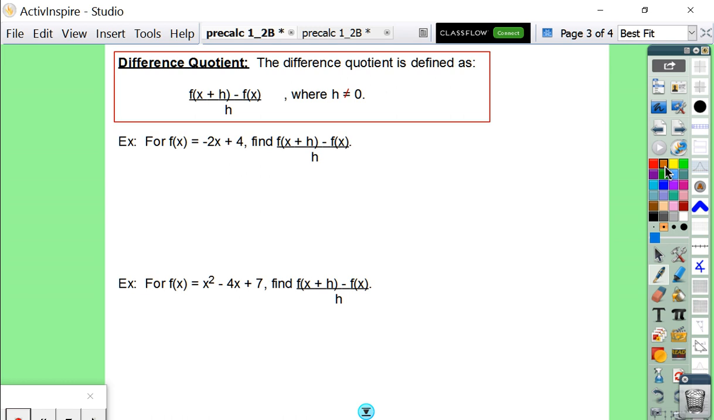And so the way we do this is we do two different types of function inputs. We take our original function, and we're going to plug in x plus h. Then we're going to subtract the original function, and we're going to divide everything by h. So this is how it's going to look. I'm going to take my original function, and I'm going to plug in x plus h. So I take this, and where there's an x, I'm going to plug in x plus h.